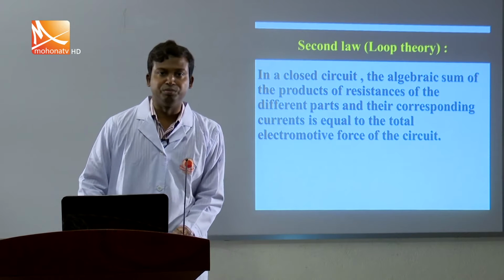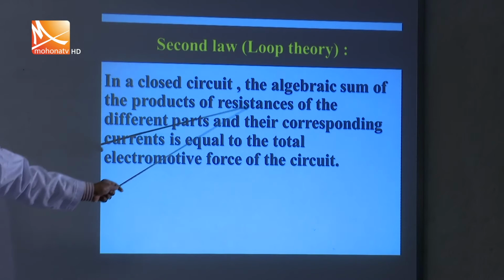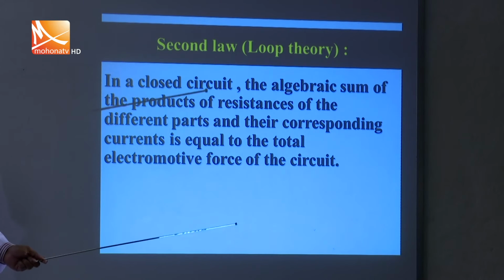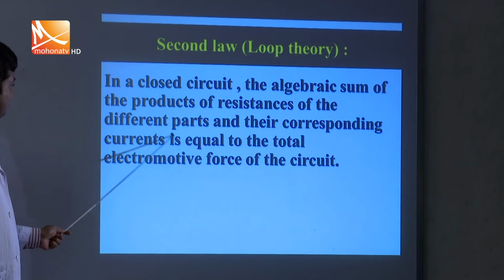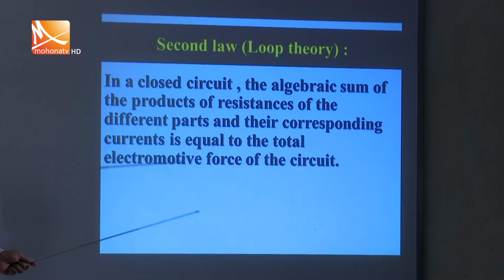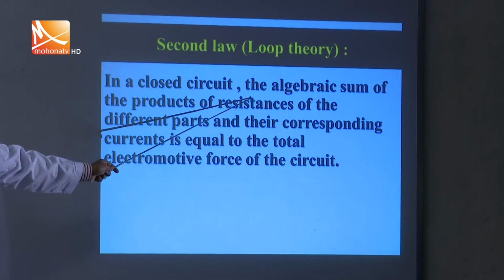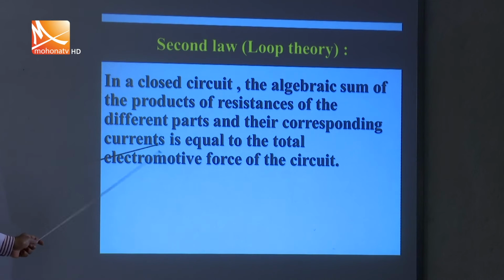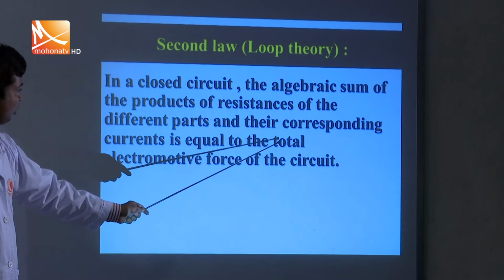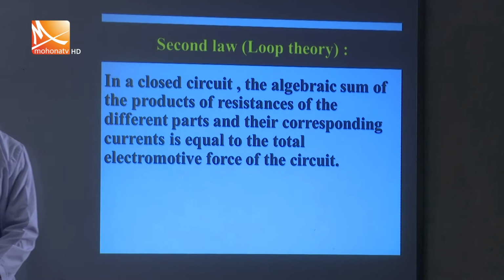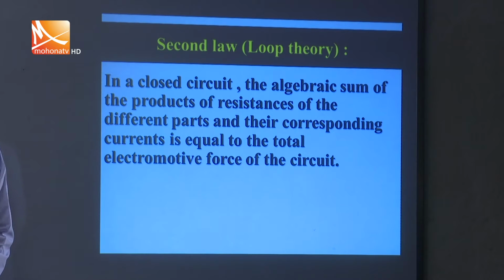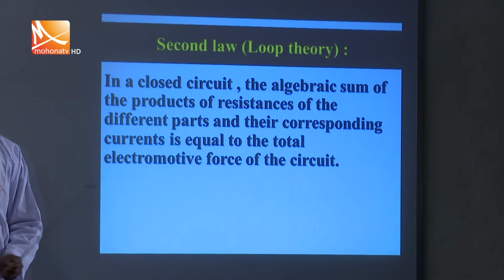What does loop theory basically say? You know that in a closed circuit, the algebraic sum of the product of resistances of different parts and their corresponding current is equal to the total electromotive force of the circuit. My dear young learners, you have to note 2 or 3 keywords in this law: the algebraic sum, the product of resistance and their corresponding current, and finally this equals the electromotive force.